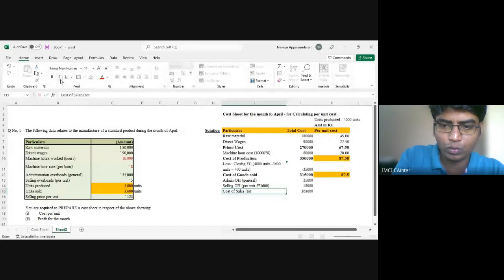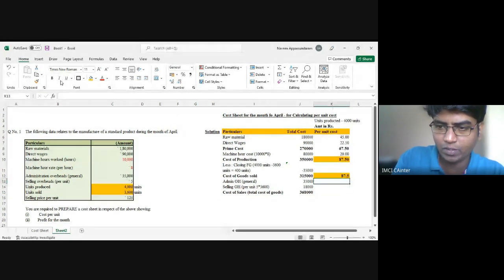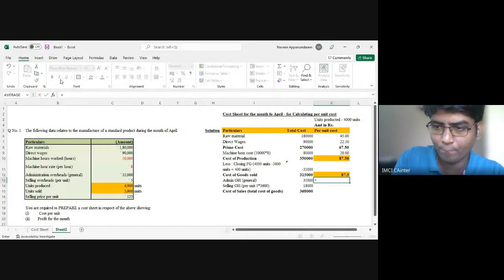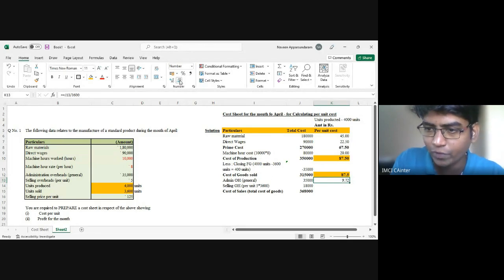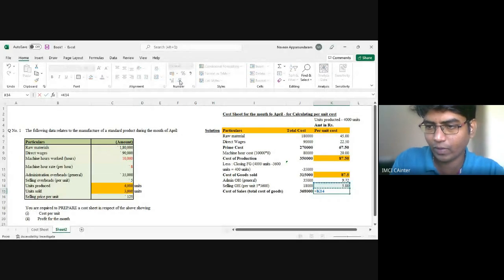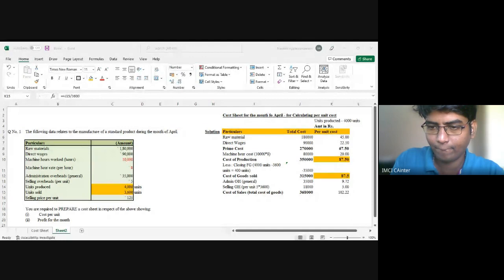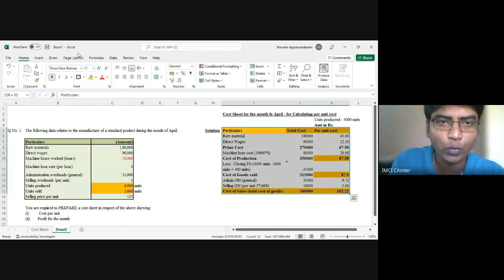So total cost of the goods. Now let me check this. Correct? I'm just considering, after reducing my finished goods, it is only 3,600 units. So my per unit cost, I have arrived at, per unit cost is 102.22.